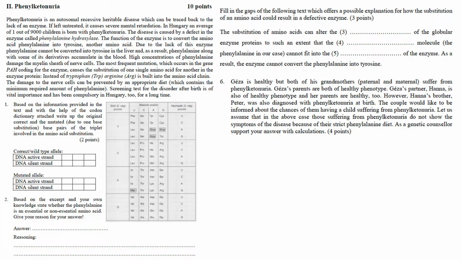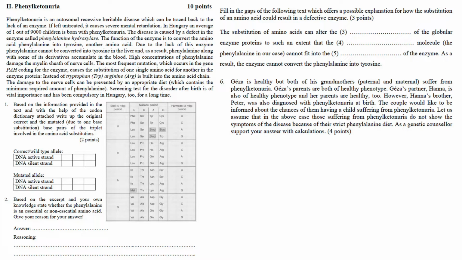The most frequent mutation, which occurs in the gene PAH coding for the enzyme, causes the substitution of one single amino acid for another in the enzyme protein. Instead of tryptophan, arginine is built into the amino acid chain. The damage to the nerve cells can be prevented by an appropriate diet, which contains the minimum required amount of phenylalanine. Screening test for the disorder after birth is of vital importance and has been compulsory in Hungary too for a long time.